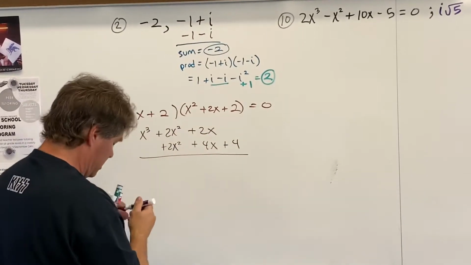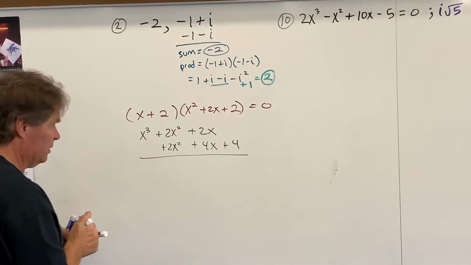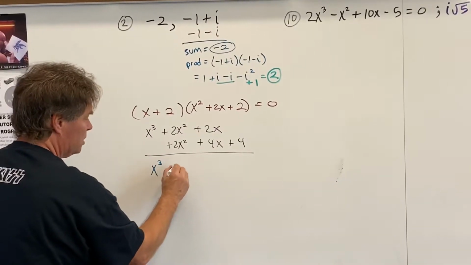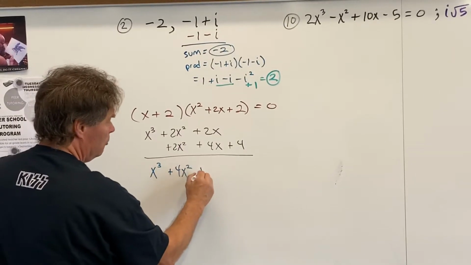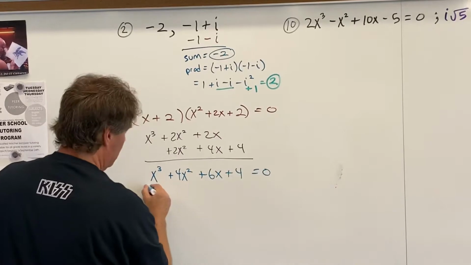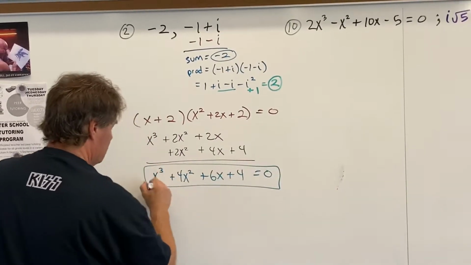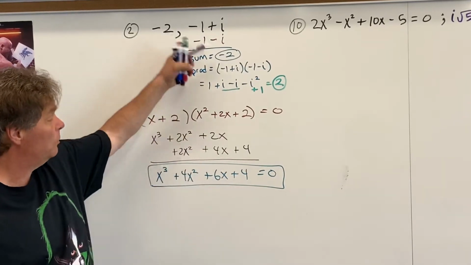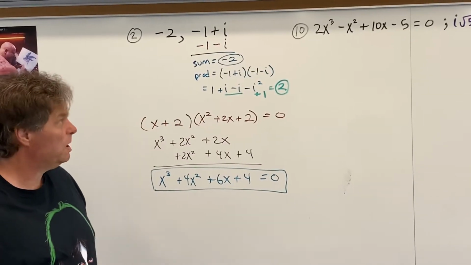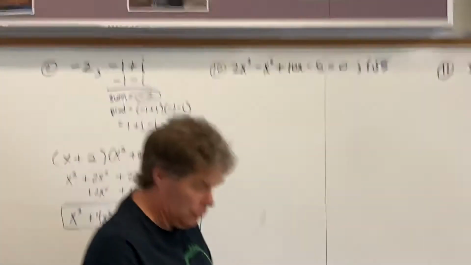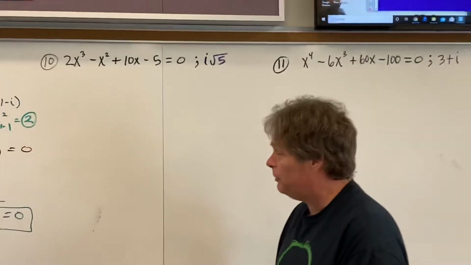Add these together. Okay, trying to switch up the colors for you guys. x to the 3rd plus 4x squared plus 6x plus 4, set it equal to 0. This polynomial, or this polynomial equation, has those 3 roots. It's that easy. All right, so that's number 2. Okay, the other ones were similar to that.